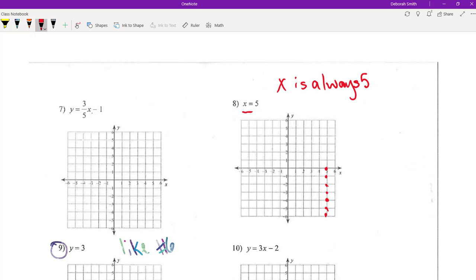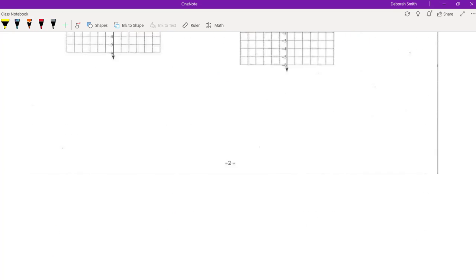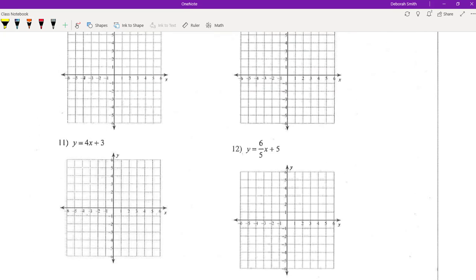Now something that helps me to keep these straight is if I see this variable, then I know it's going through the x-axis at that point. So that's something that helps me. If that makes sense to you, if that's logical to you, then by all means, use that strategy. And then there's the last ones.